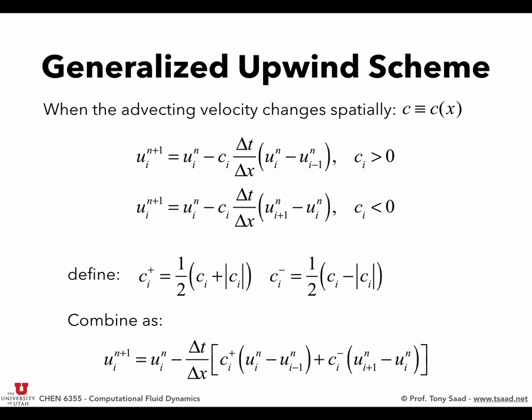If Ci is negative, then what happens? These guys disappear. You get minus plus, right? And then these guys become a minus Ci, and you plug it in here, and you pick the forward difference.